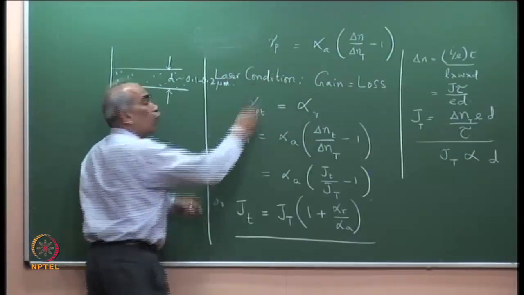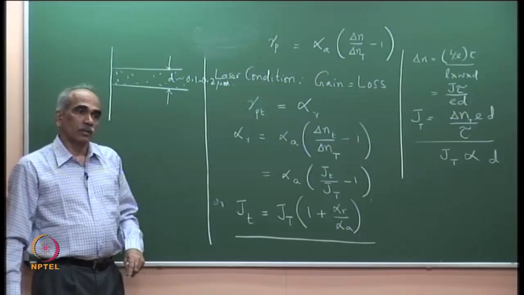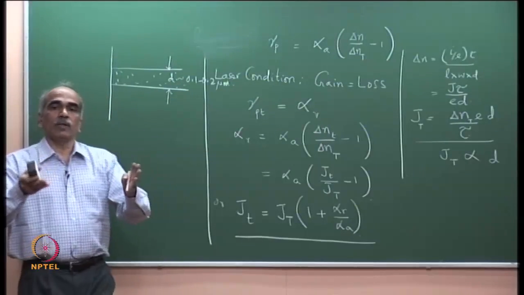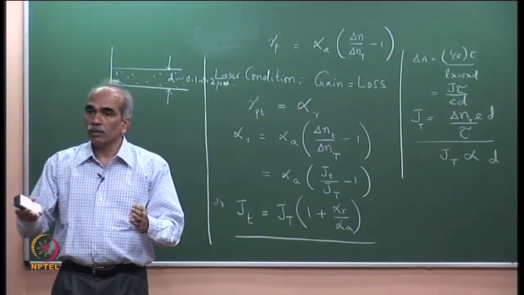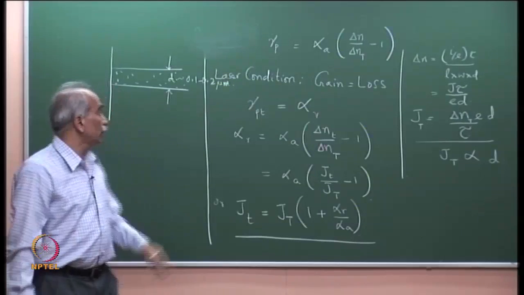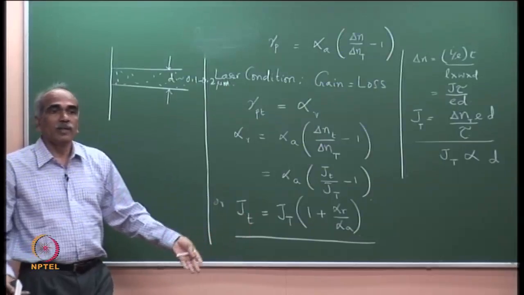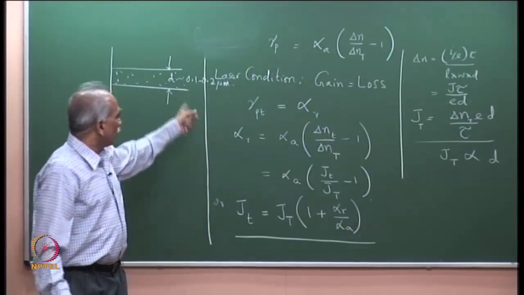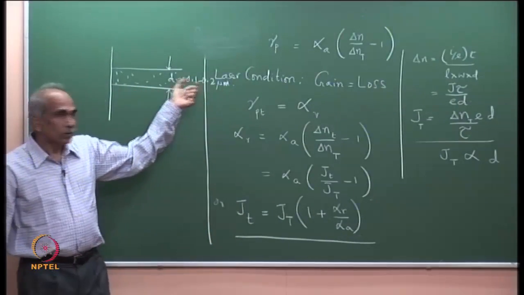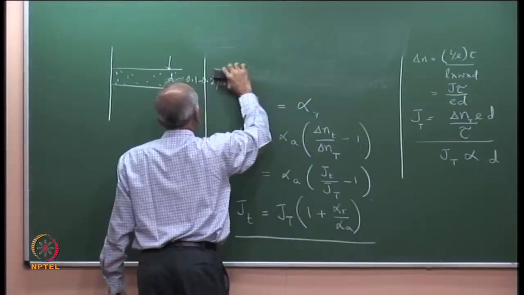I want to answer why this was 0.1 to 0.2. Why did we not say, okay, in a homojunction it was 1 to 2 micron, and they could reduce it down by going to 0.1, 0.2? Why did they not go further down? The threshold would have reduced further. So, why have we stopped here? I want to answer this question, why 0.1, 0.2 micrometer.